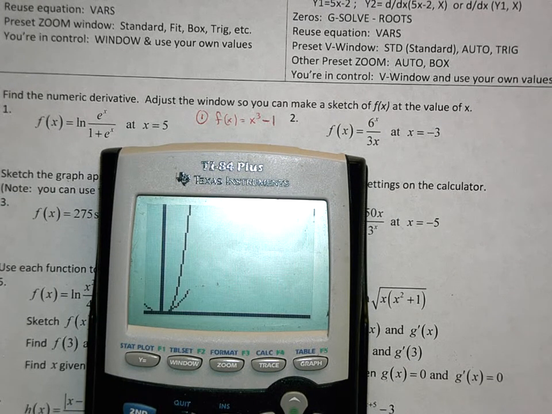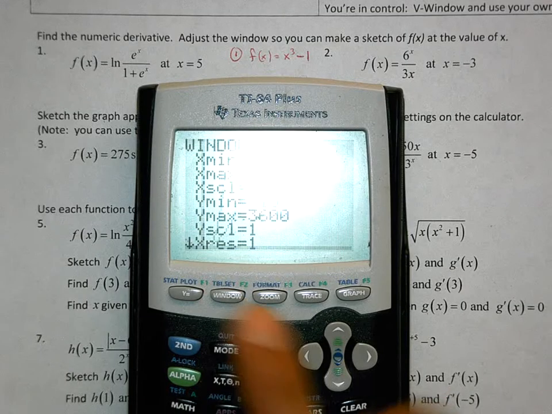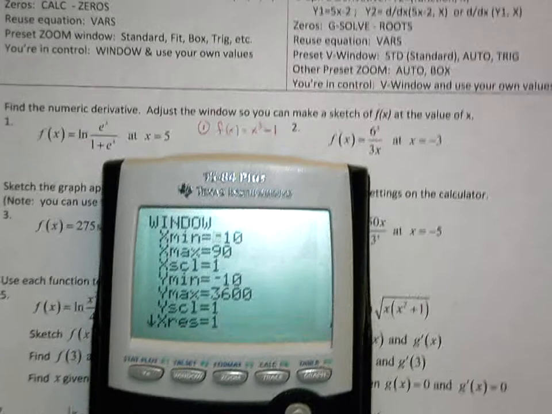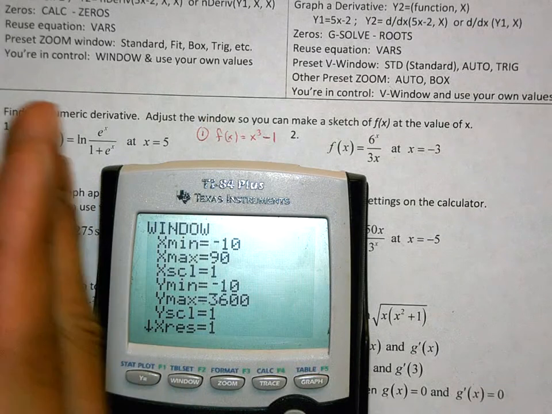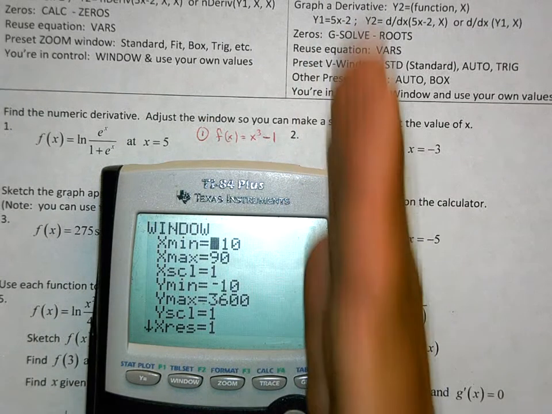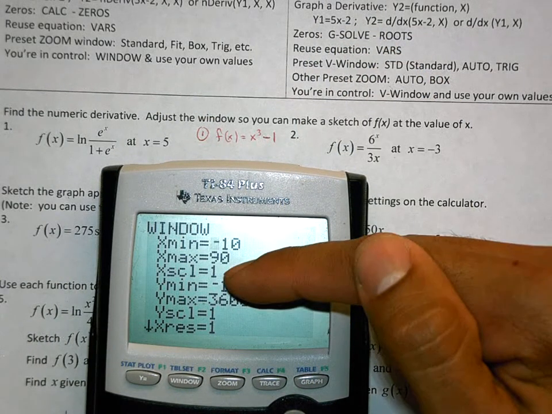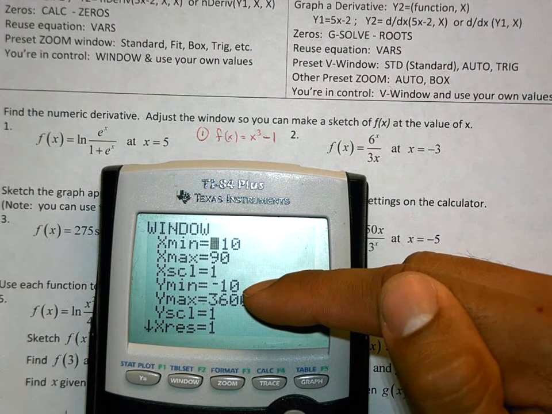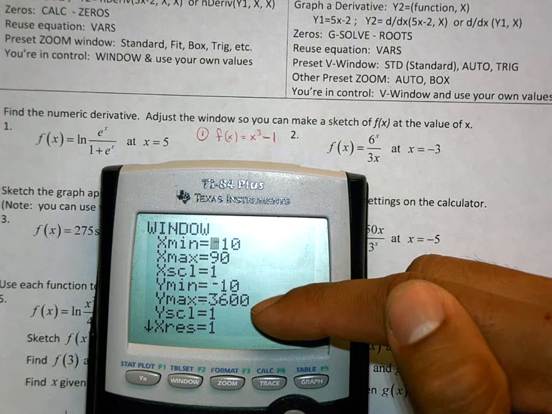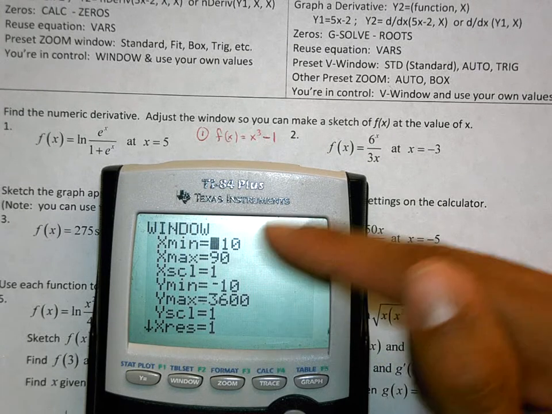This looks a little bit funny because my window is not set. If I actually click on window right here, what my window tells me is that I have x values. I'm starting at -10 for the left side of my window. I'm starting at 90 for the right side of my window. I'm scaling, going 1 unit at a time. My minimum y value is -10. My y maximum is 3,600. This is kind of like all over the map.